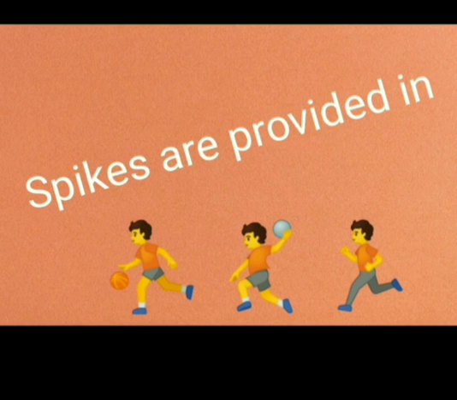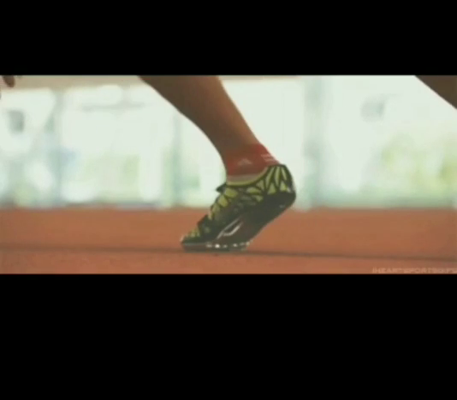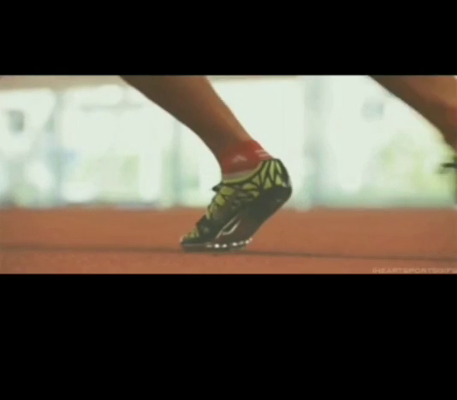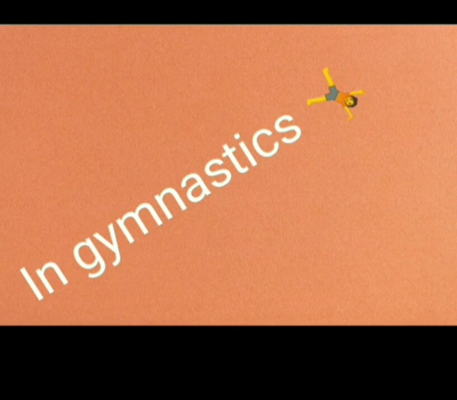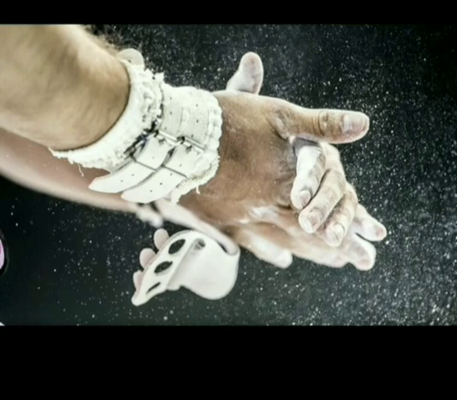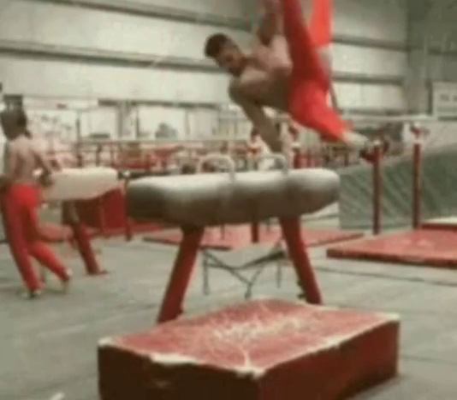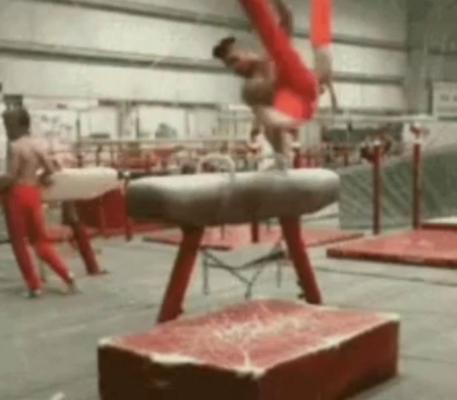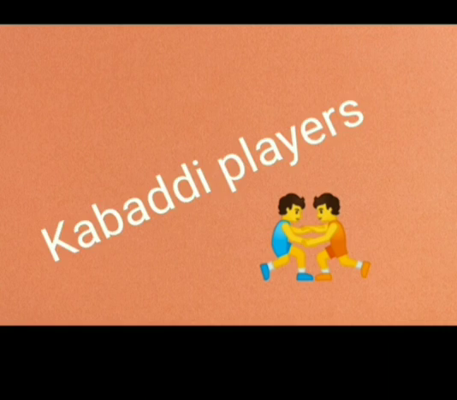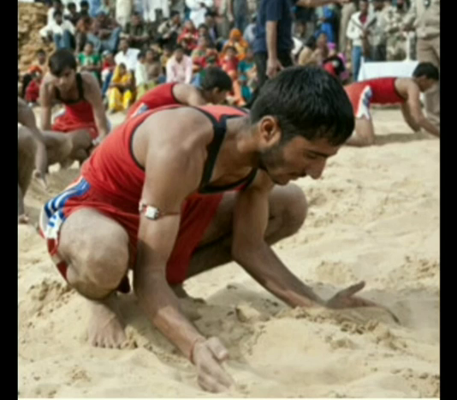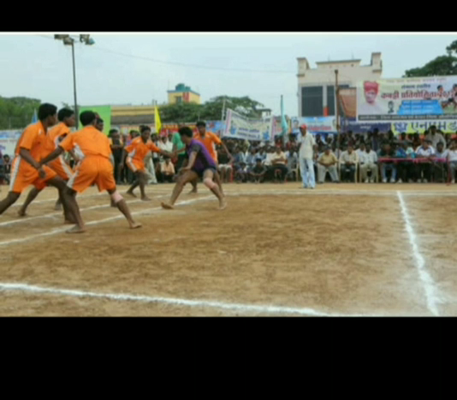Third, spikes are provided in the shoes of players and athletes to increase friction and prevent slipping. Fourth, in gymnastics, a person applies chalk to his hands to increase friction for better grip. Fifth, kabaddi players rub their hands with dry soil to increase friction and get a better grip against their fellow challengers.